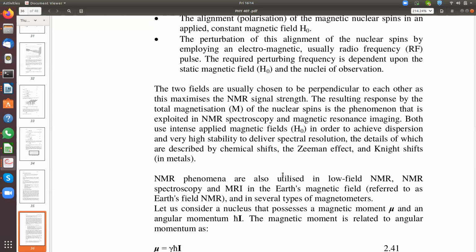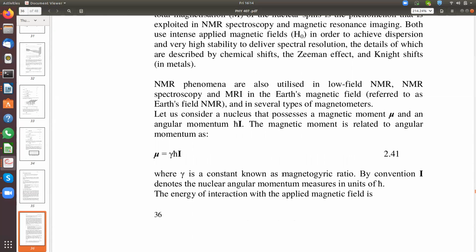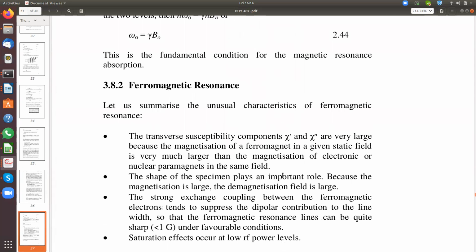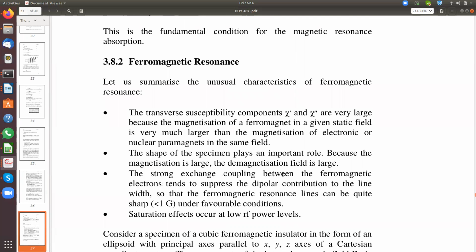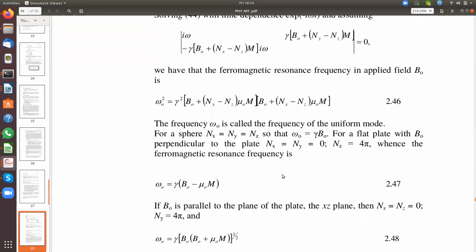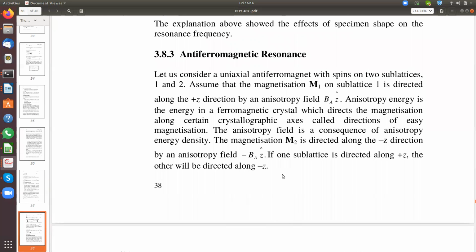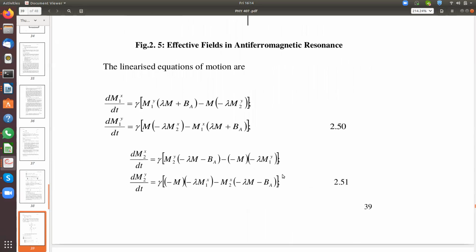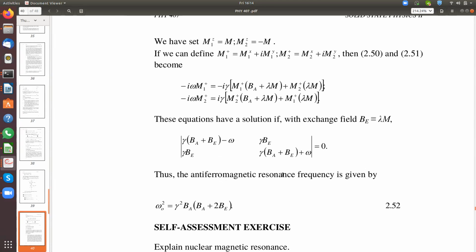Both use intense applied magnetic fields in order to achieve high sensitivity and high stability. So this is just the basic idea or the concept behind NMR. Now let's look at ferromagnetic resonance. They are more or less like NMR. They also do the same thing. We also have antiferromagnetic resonance, which is similar.